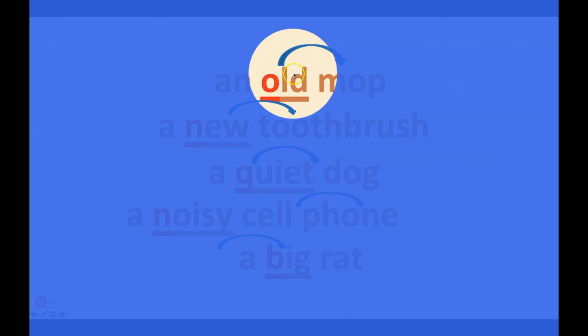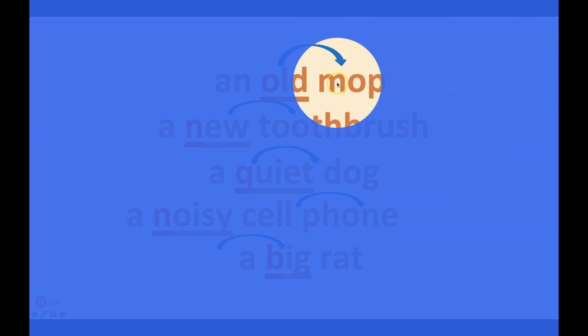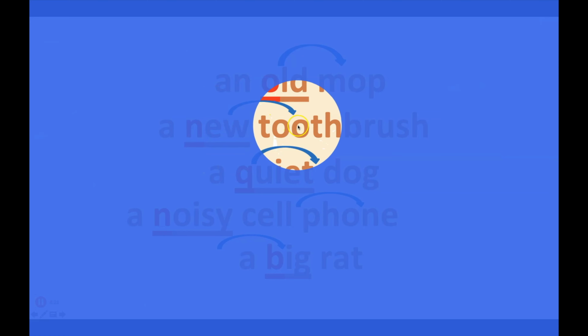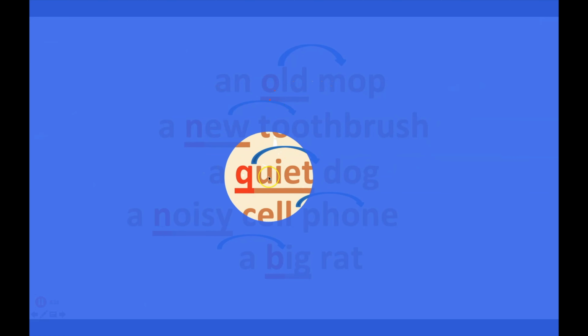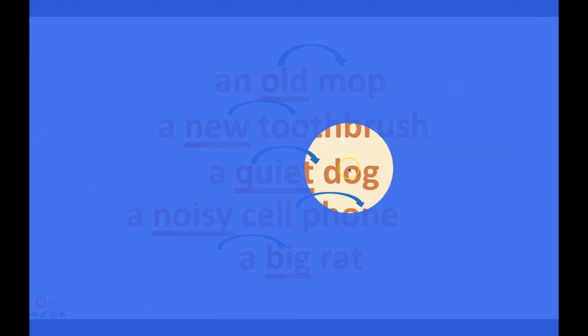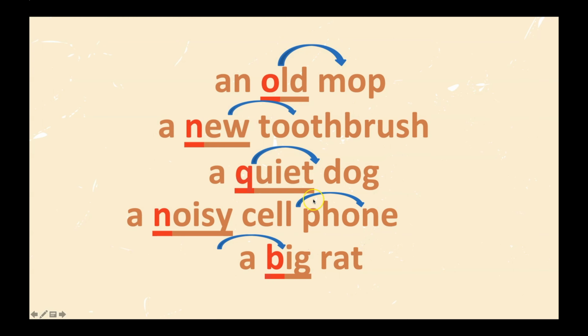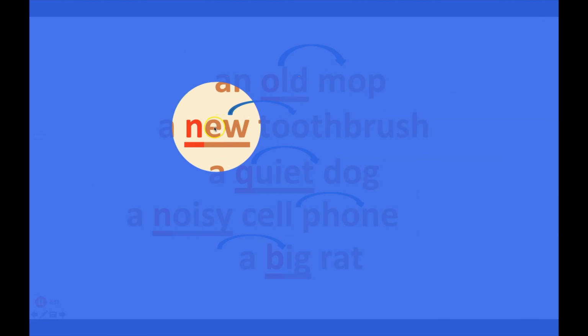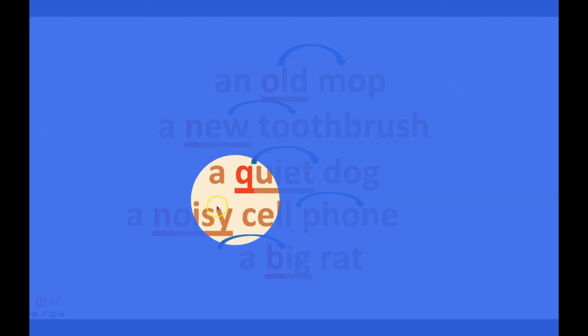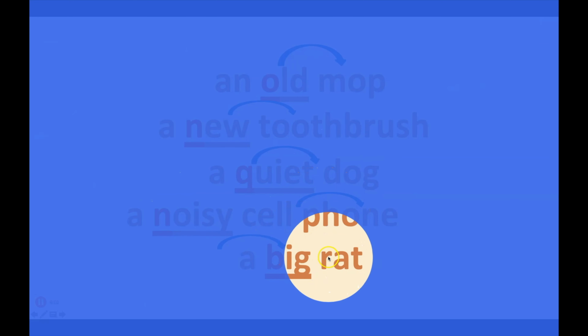Now notice that old comes before mop. New comes before toothbrush. Quiet comes before dog. Noisy comes before cell phone. And big comes before rat. Okay? So we have old mop, new toothbrush, quiet dog, noisy cell phone, and big rat.